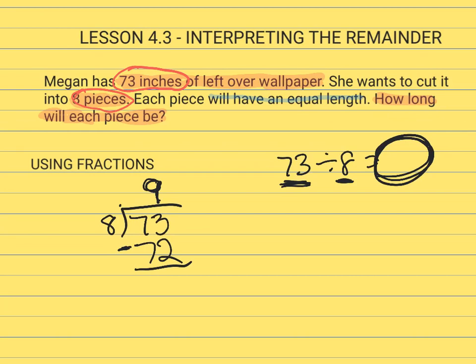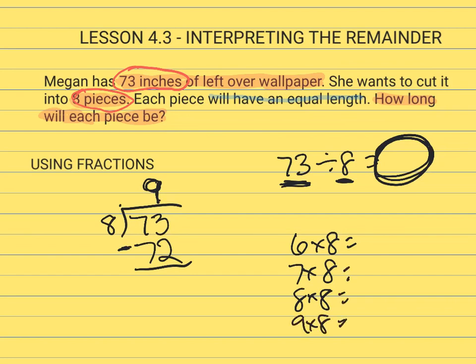Carey, how do you know we're doing subtraction? Well, let's go back to lesson 4.1. Remember we used multiples to find our division problem. So remember, I'm going to use multiples of 8, but I'm not going to start off at 1. Let's start off at 6. 6 times 8, 7 times 8, 8 times 8, 9 times 8.